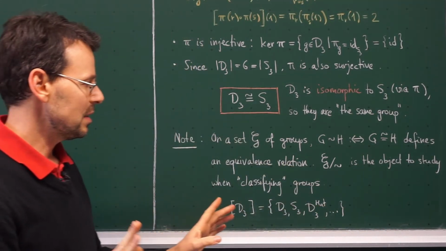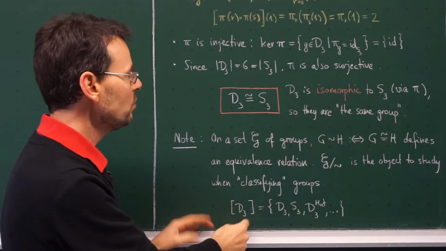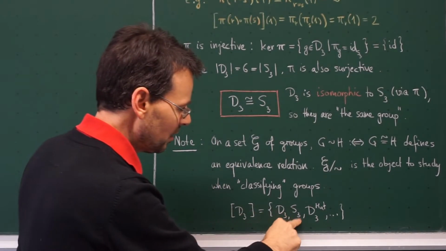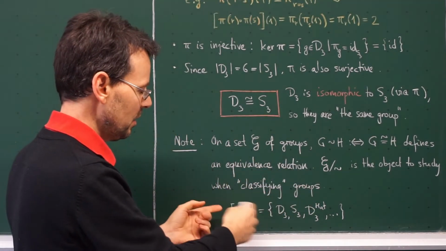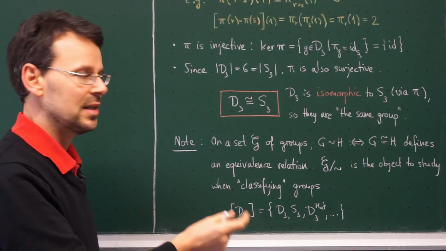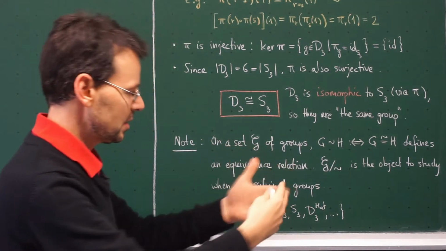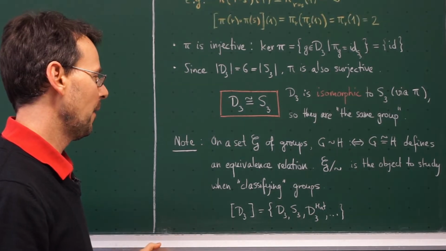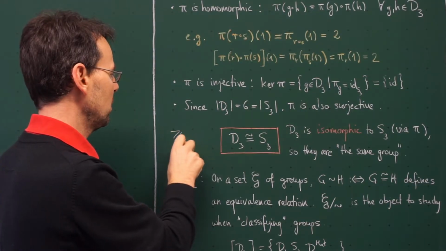But this is not really interesting from the standpoint of classification, because there I ask myself, how many groups of order 6 are there? Then you can say, well, those are not really two different groups. So I identify them, meaning mathematically that I put them in the same equivalence class, and simply ask myself, how many equivalence classes of groups are there? Because there's no new information in discovering new groups that are essentially the same, just in different notation or different labeling.